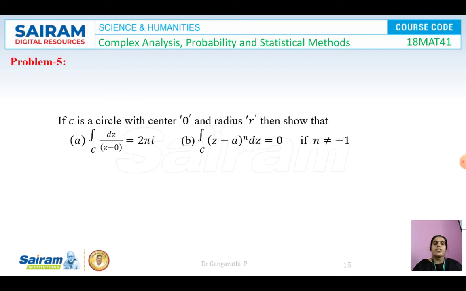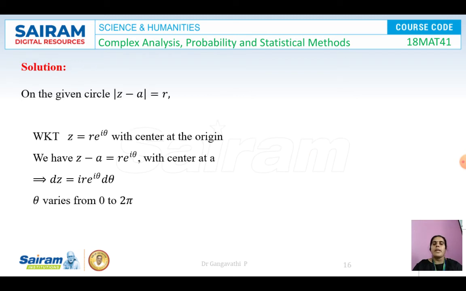So this is how we need to perform the integration of a complex integral. We'll see one more example. If C is a circle with center at 0 and radius r, then show that the integral over C of dz by (z minus 0) is equal to 2 pi i. And the integral over C of (z minus a) to the power of n dz is equal to 0 if n is not equal to minus 1.